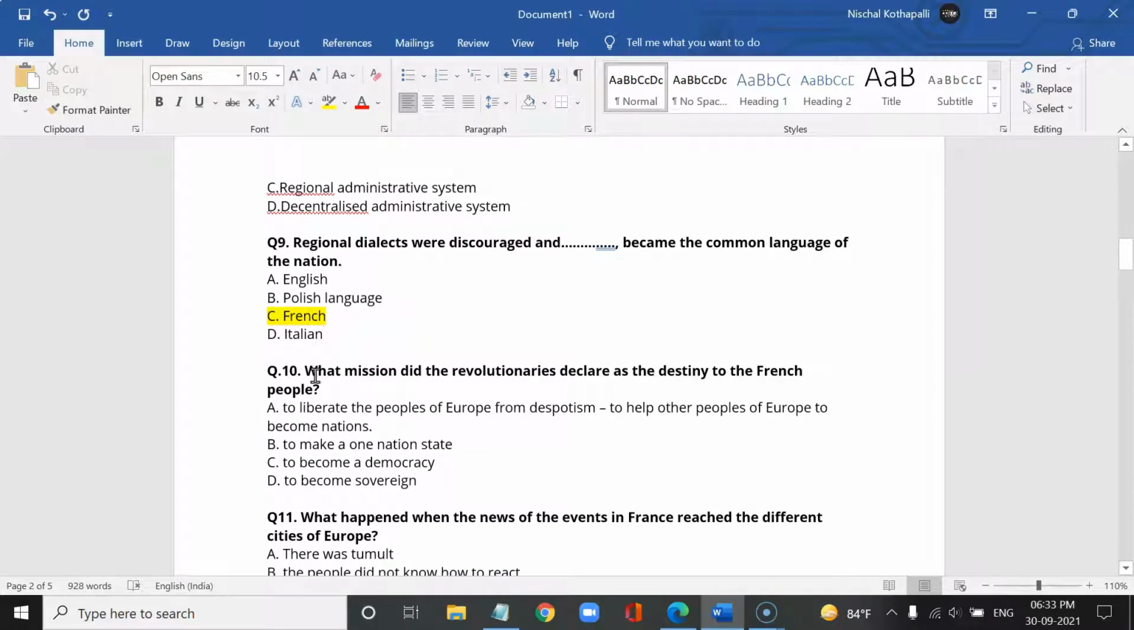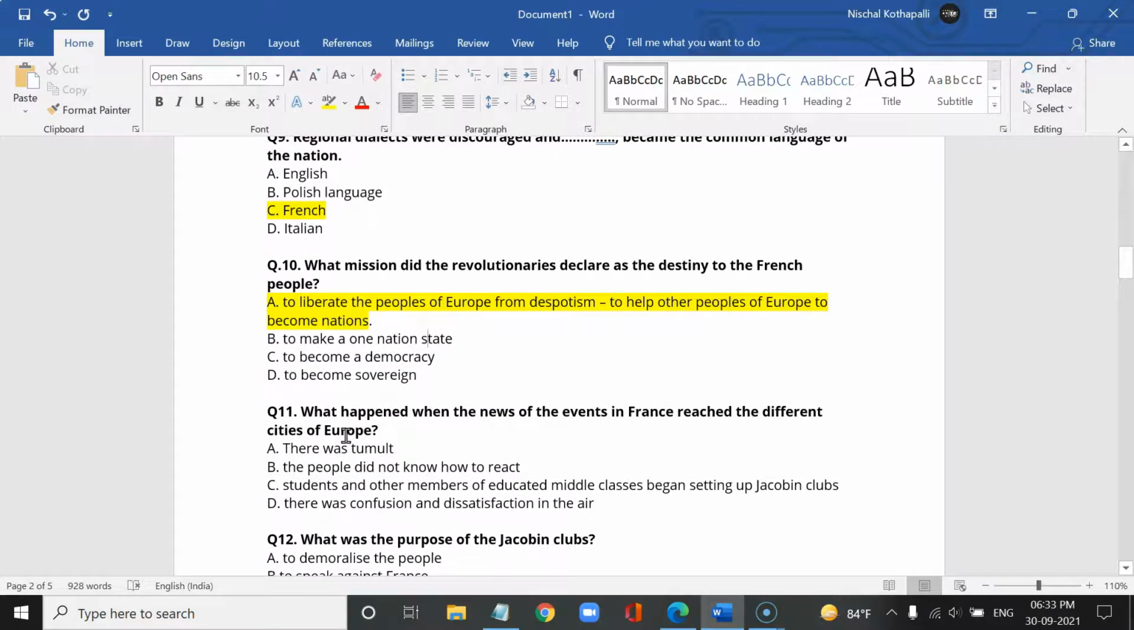What mission did the revolutionaries declare as the destiny of the French people? The French people believed that after they became a nation, it was their destiny, similar to the USA's manifest destiny, to liberate the other countries of Europe, which is why they sent the French army. Which is why Napoleon exploited the territory, because there was a common belief that it was the French destiny to liberate the people of Europe. For the other answers, at this point France was already a nation state, it already became a democracy, and it was already sovereign. So the mission of the French revolutionaries, their destiny, was to liberate the people of Europe from despotism, which is another word for absolute rule, absolute monarchy, absolutism, etc.